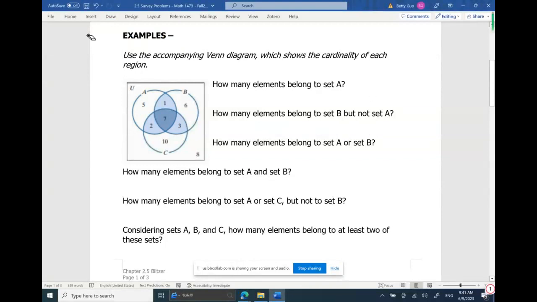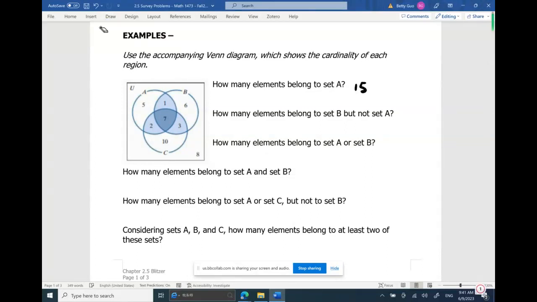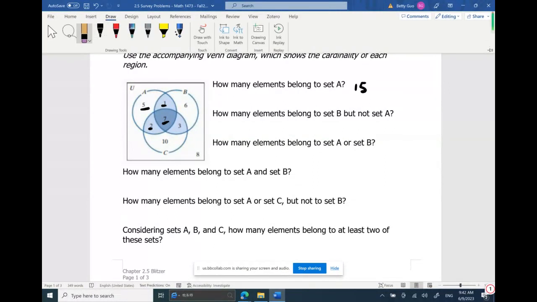With that understood, let's answer the questions here. How many elements belong to set A? We answered this question, right? 15. Because we have 5 elements here, 1 element here, 7 here, 2 here. Altogether, we have 15 elements in set A.